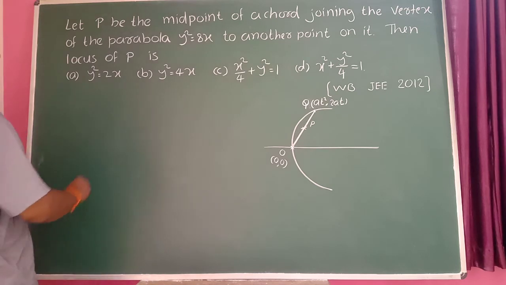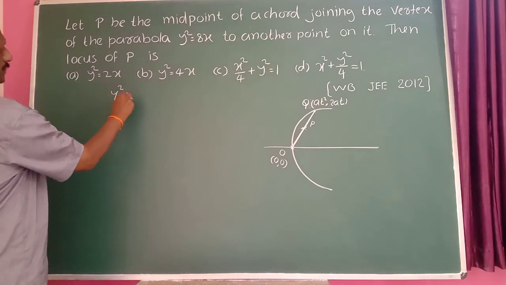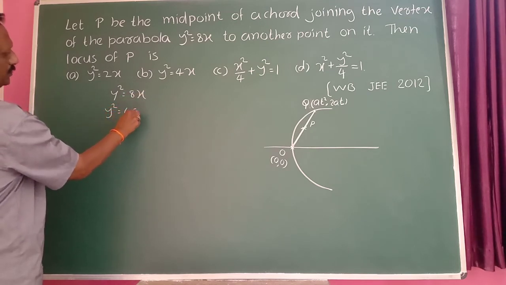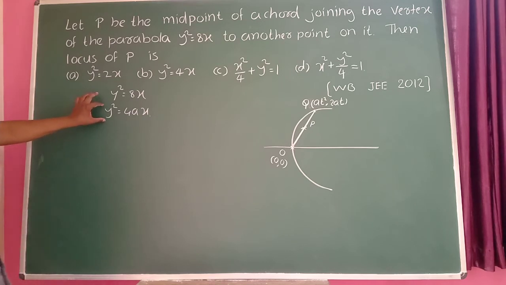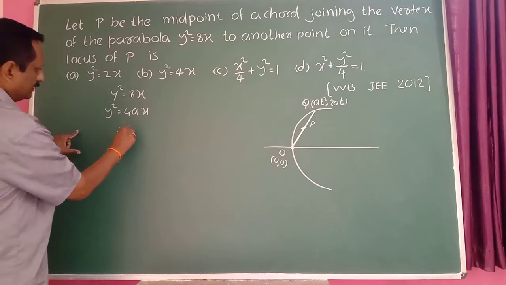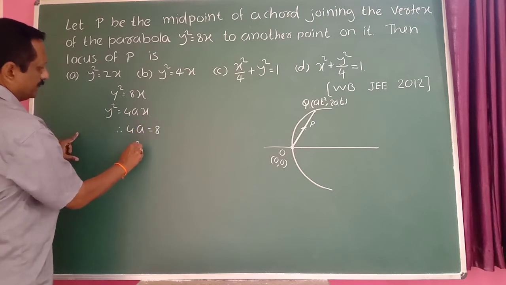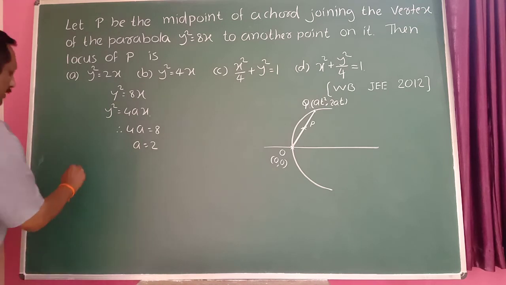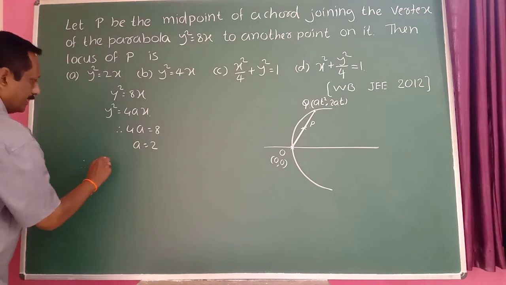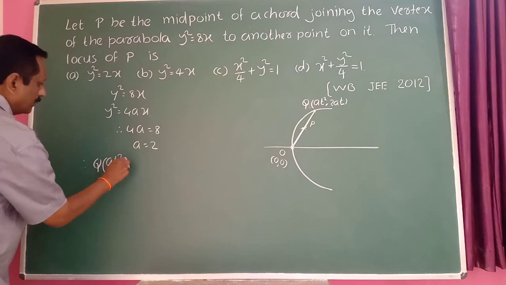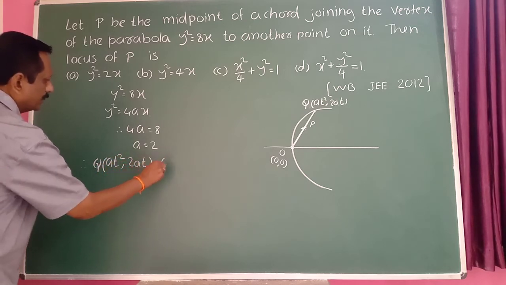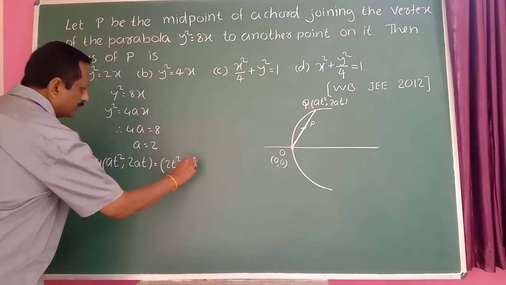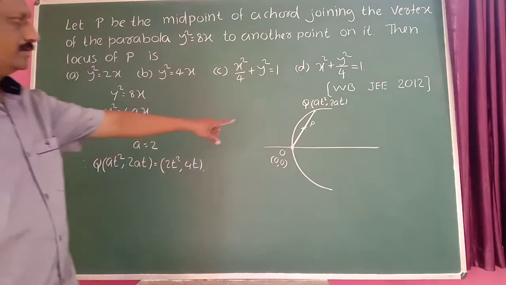Therefore here the equation of the parabola is y square is equal to 8x here. Compare this equation with y square is equal to 4ax. It is a standard form here. So 4a is equal to 8. Hence 4 ones are 4, 2 fours are 8, so a is equal to 2 here. Therefore the coordinates of the point (at², 2at) with a value 2 are (2t², 4t) here. This is the coordinate of the point here.